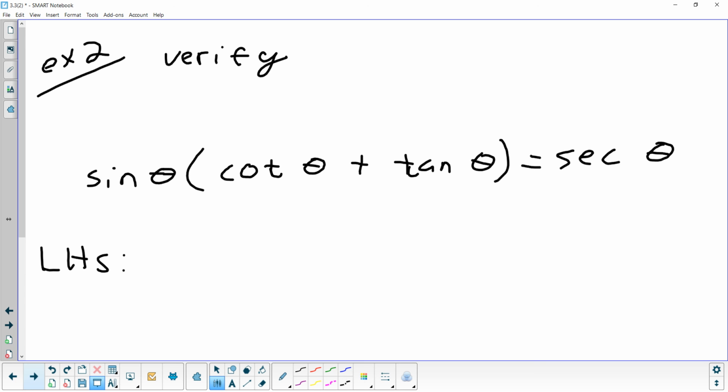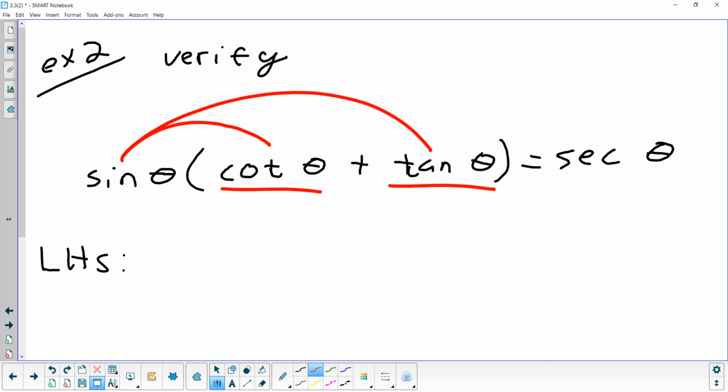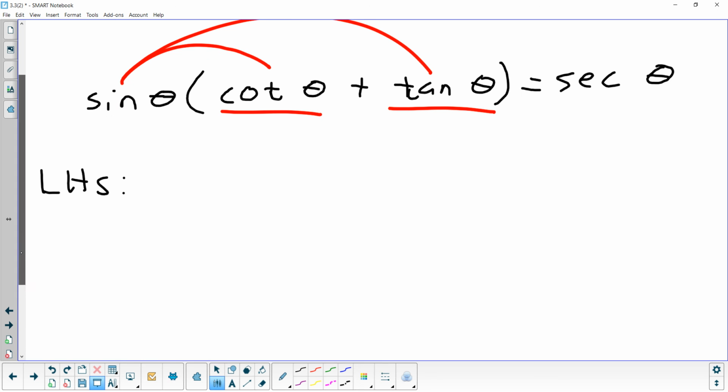Okay. Any thoughts about what I should try first? Yep, distribute. I would say this looks like a pretty classic distributing problem because you have something on the outside and you have a term and a term. So let's multiply sine to each term. All right, so it's going to give me sine times cotangent. Copy down your plus, and then sine times tangent.